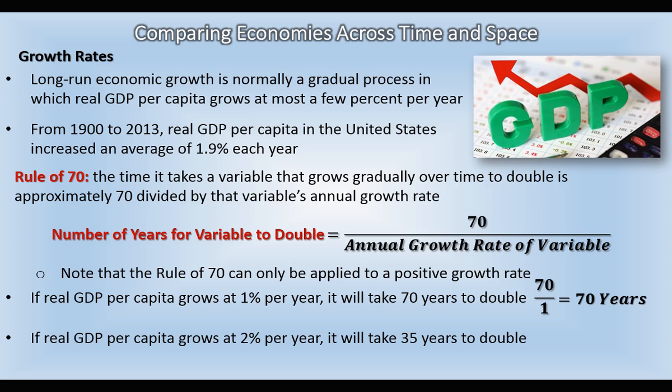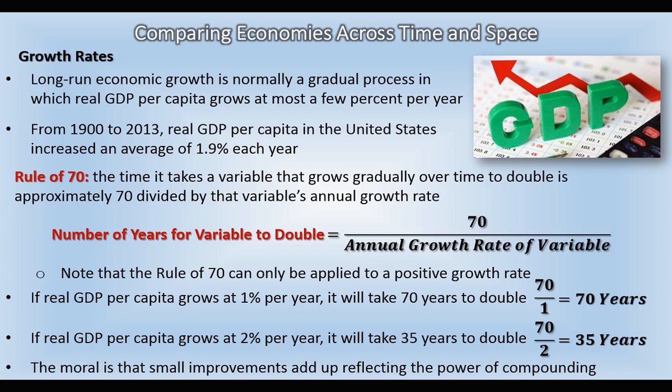So we're just laying the foundation, tools, ideas to then answer the question that was asked. So again, 70, if you have a growth rate that's 2% per year, if you divide 70 by that, it tells us that real GDP that's growing at 2% per year will double in 35 years. The moral is that small improvements add up, reflecting the power of compounding.